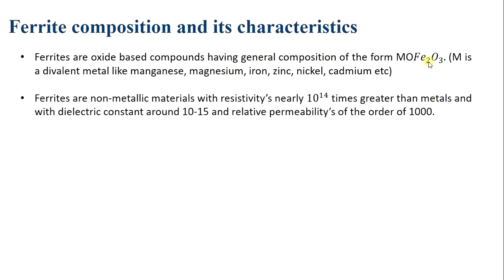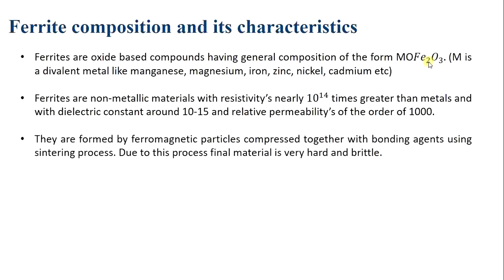Ferrites are non-metallic materials with resistivity nearly 10^14 times greater than the metals and with dielectric constant around 10 to 15 and relative permeability of order of 1000. These ferrites are formed by ferromagnetic particles compressed together with a bonding agent using a process called the sintering process, and due to this process the final material is very hard and brittle.